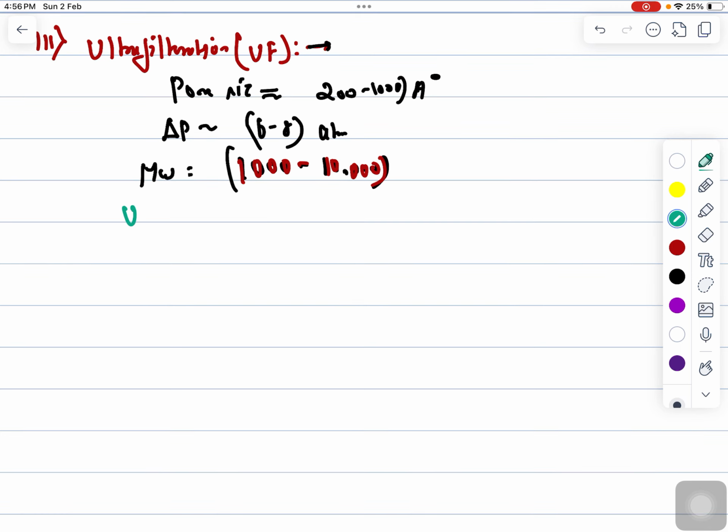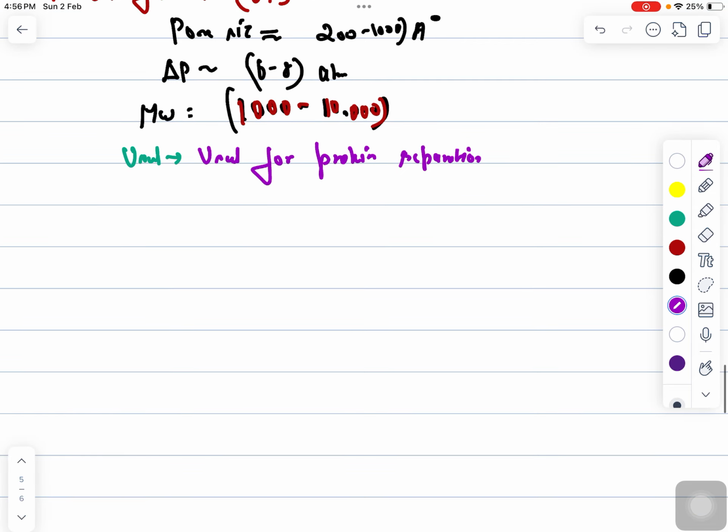And what is the use of these things? Used for protein separation, right?